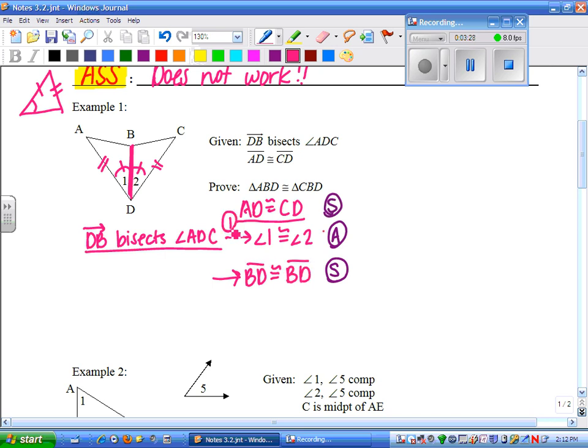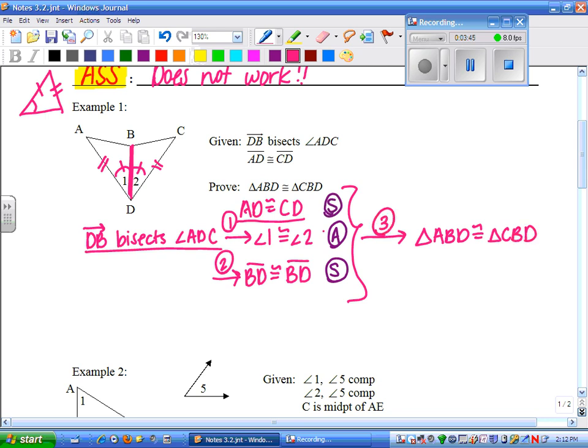Okay, here's my step 1, here's step 2. Now I have side, angle, side. This works, so I'm going to group it. Once I have my 3 reasons, I go ahead and group it, and now say the 2 triangles are congruent. Triangle ABD is congruent to triangle CBD.